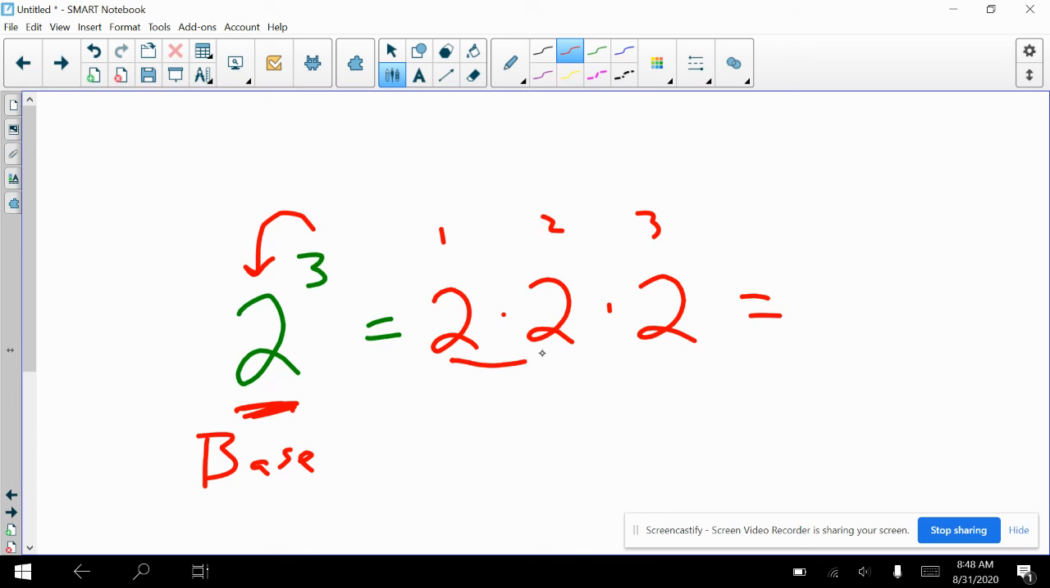Now you multiply them together. 2 times 2 is 4. Times 2, you get 8. Does that make sense? Right? If it's squared, which is a 2, you just multiply that number by itself. If it's cubed, which is 3, you got to now multiply it 3 times together. Does that make sense?